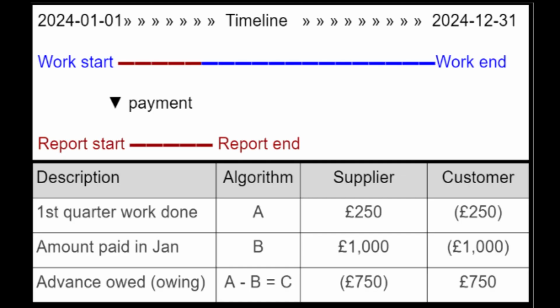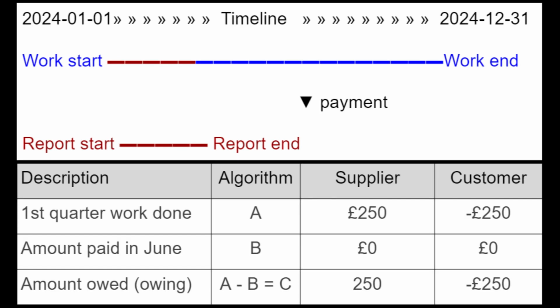In the following case, the first quarter's insurance has been received. This is 25% of the 12-month £1,000 contract. It is worth £250. However, in January the entire year's worth of the insurance contract was already paid. This means there is work outstanding. An advance of £750 has been paid by the customer to the supplier.